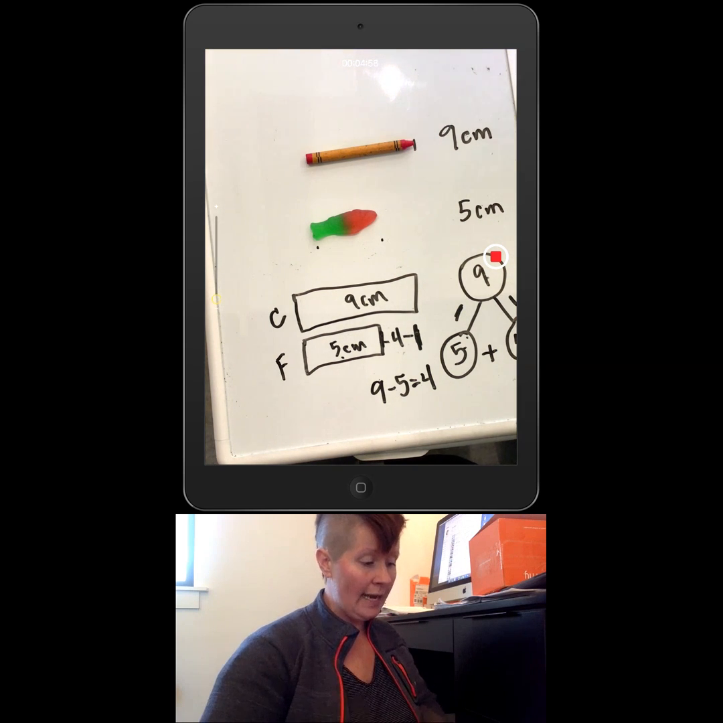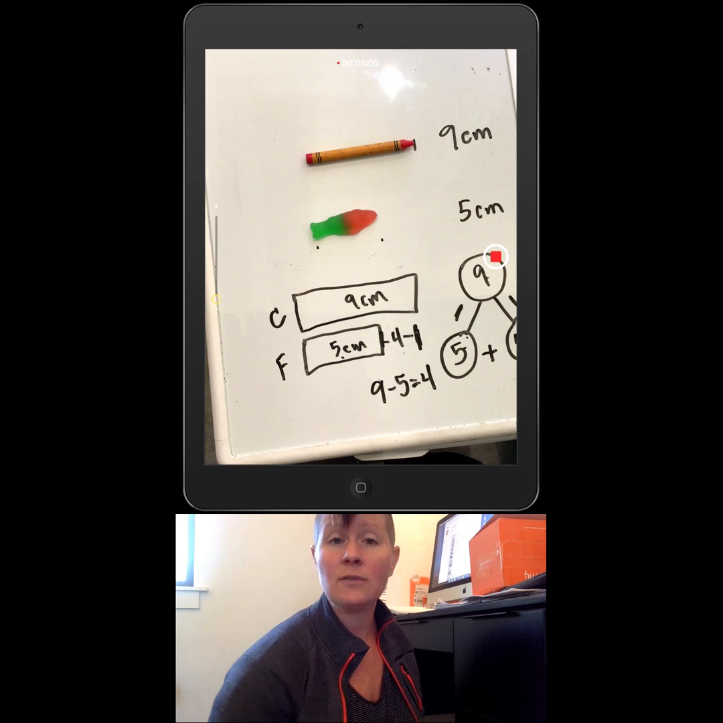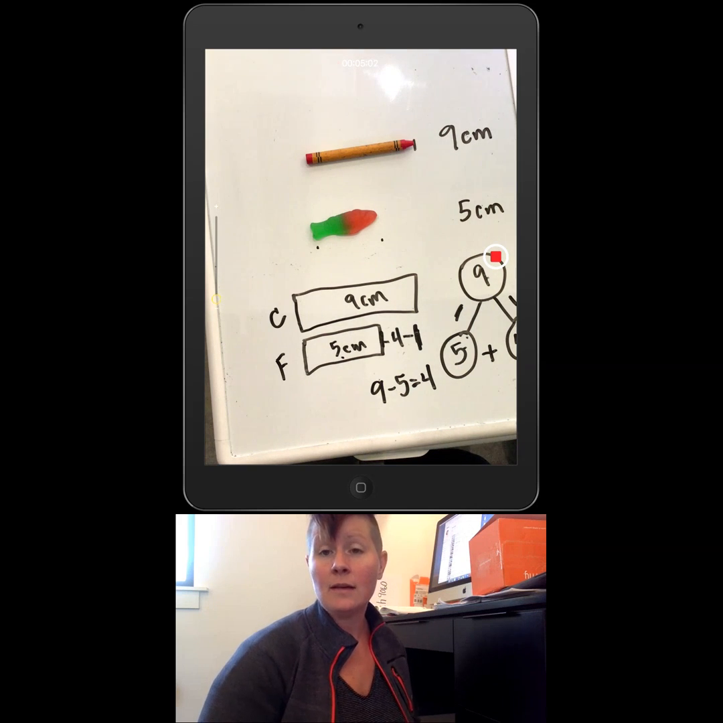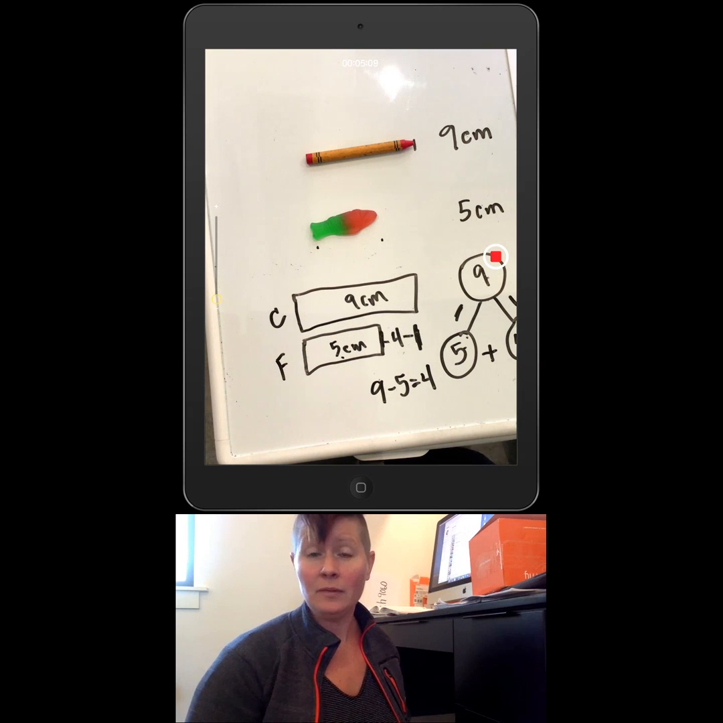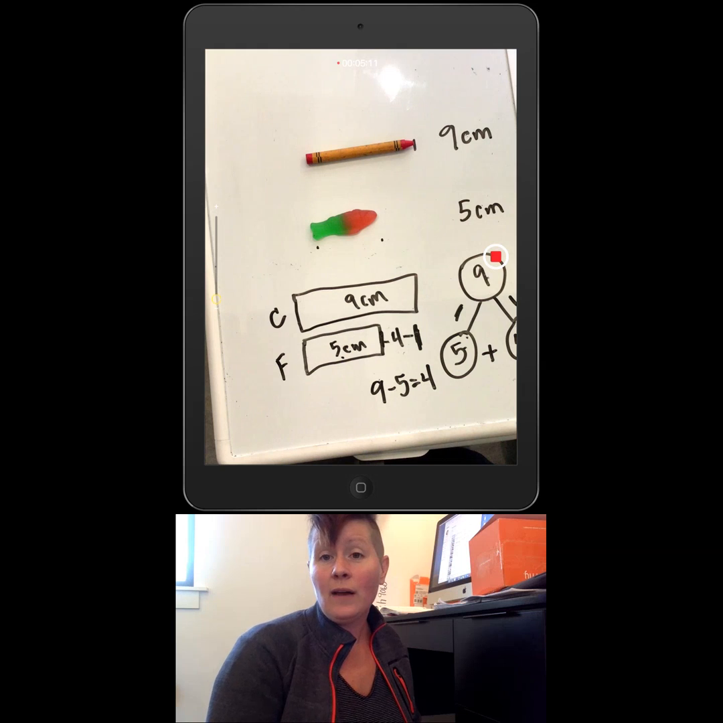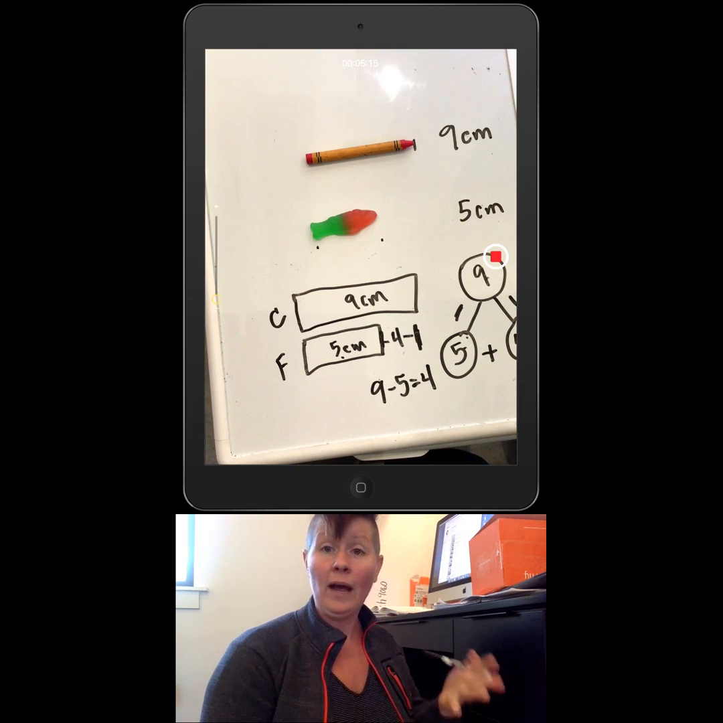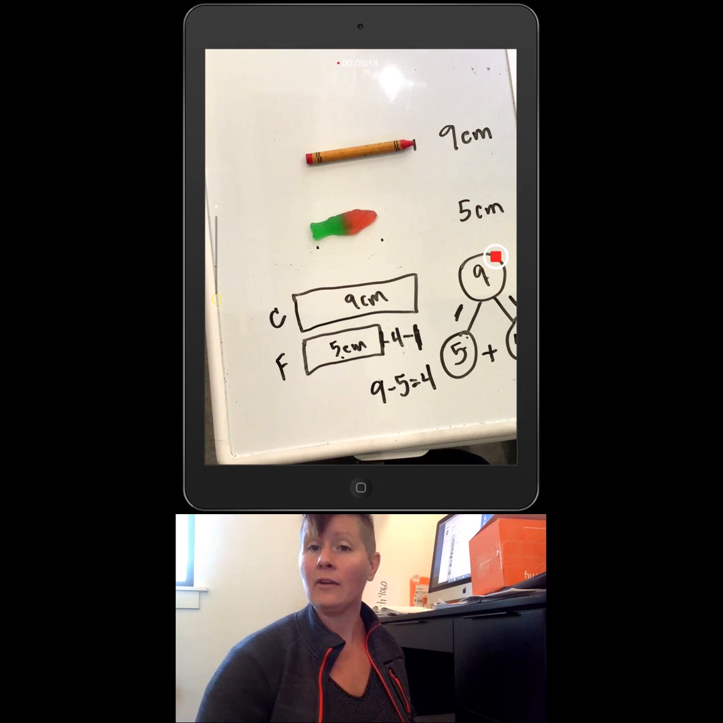So I want you today to go around in your house. I want you to find some things to compare measurements. They could even be, if you have a measuring tape, you could compare the measurements of people. That would be fun. Or you can find different toys that you have and just compare and see if you can see how much shorter certain things are than other things.